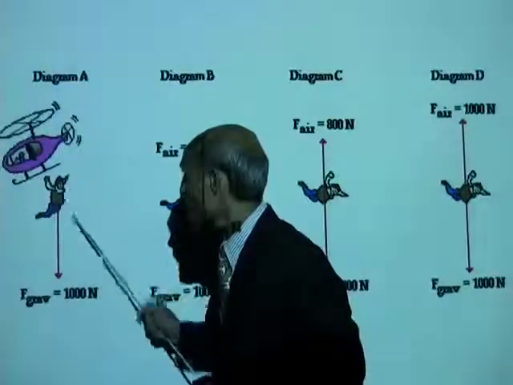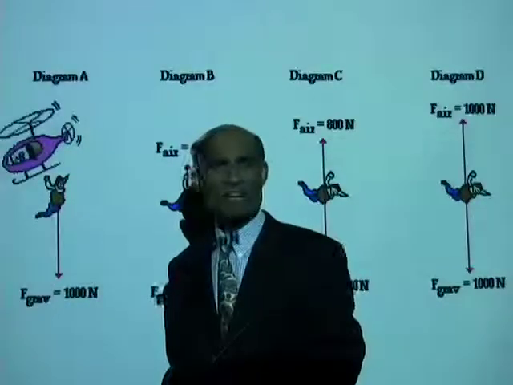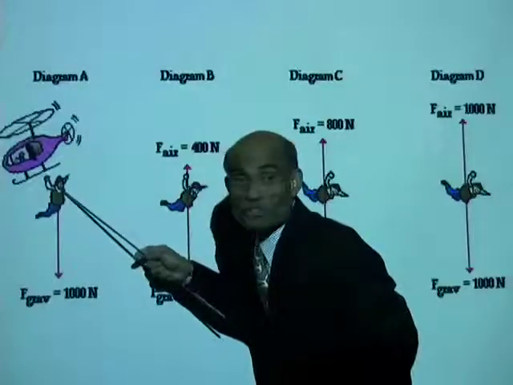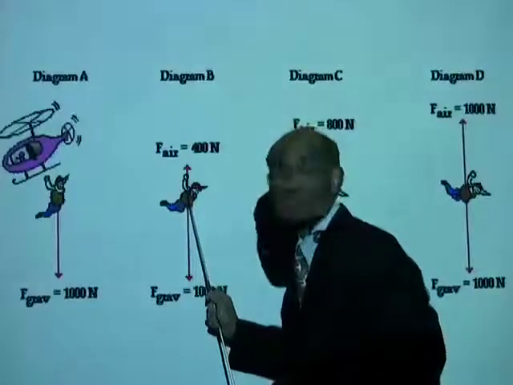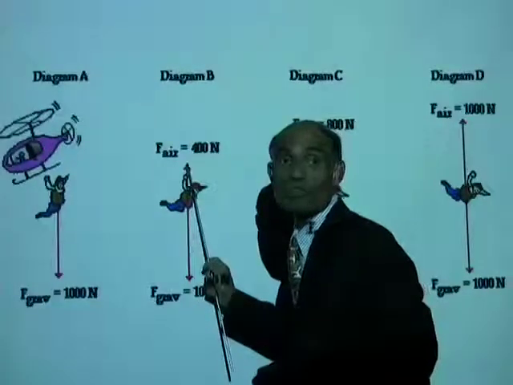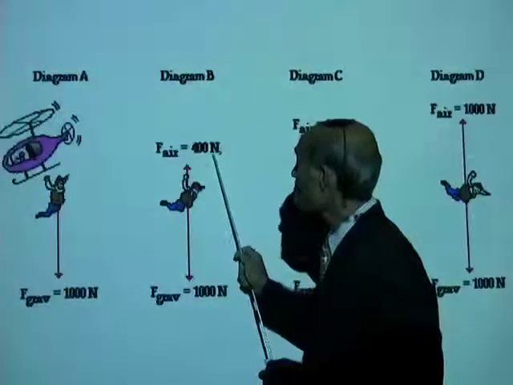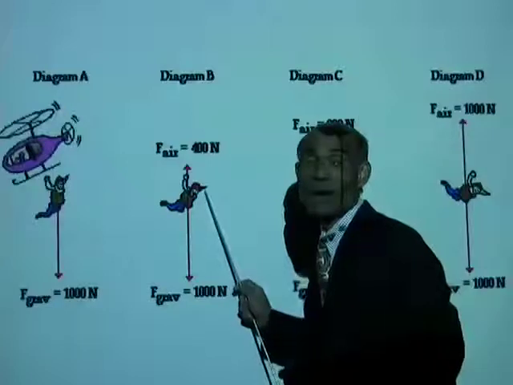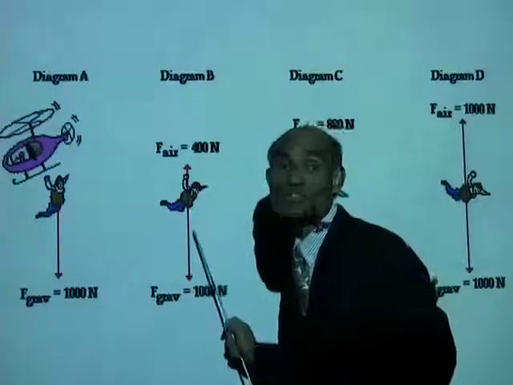Now, suppose this man has a weight of 1000 Newton. He's a fairly heavy man. With time, he will increase his speed. As the speed increases, the drag force will increase. So soon the drag force becomes, say, 400 Newton. What is the net force on him now? The net force is only 600 Newton.